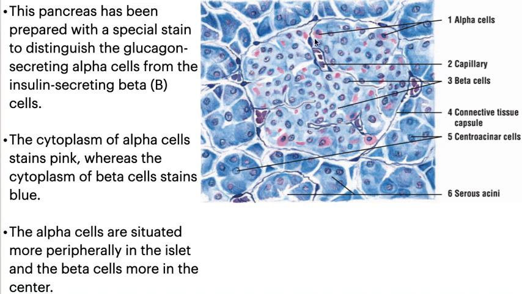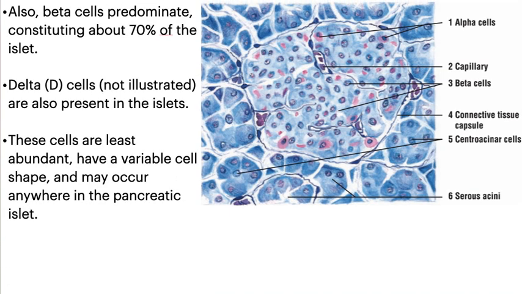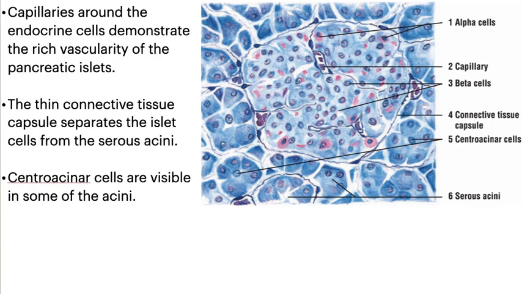The alpha cells are situated peripherally in the islet, and the beta cells are more in the center. Also, the beta cells predominate, constituting about 70% of the islet. We also have delta cells, which are not illustrated in this picture. They are the least abundant. They have a variable cell shape and may be found anywhere in the pancreatic islet.